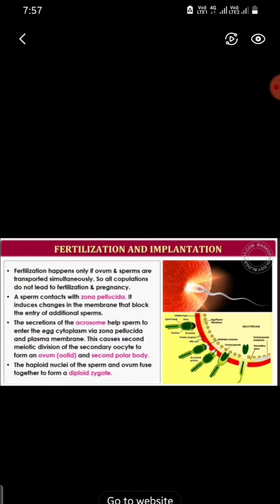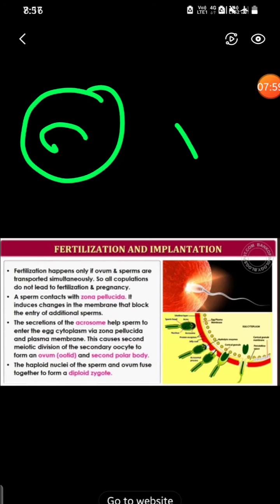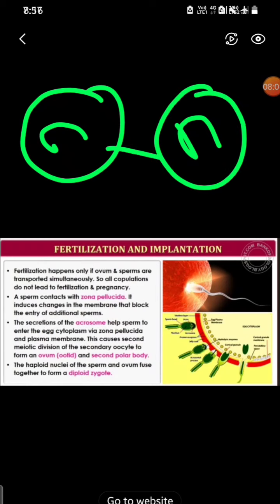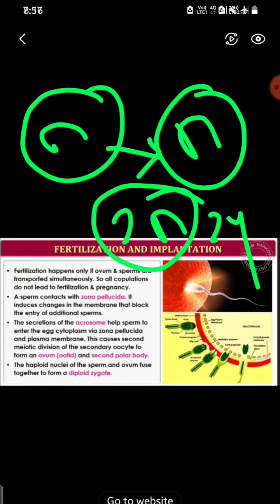And the haploid nuclei of the sperm and ovum fuse together to form a diploid zygote. As I told you, the sperm is haploid, the egg is haploid, and they fuse together to form a diploid zygote.